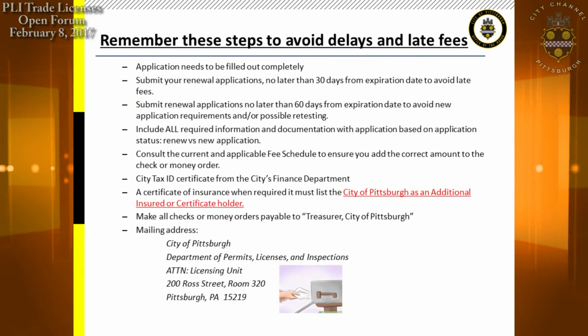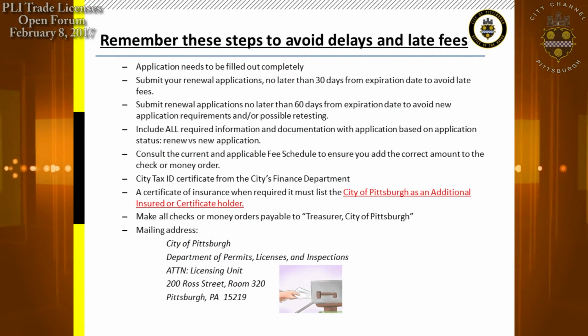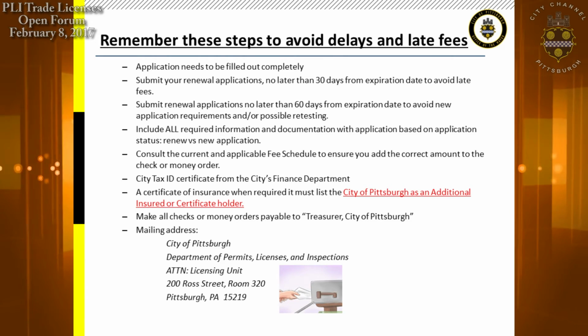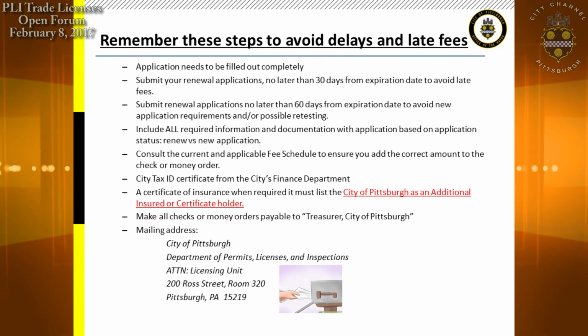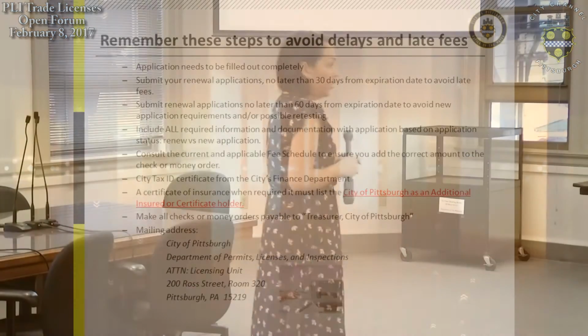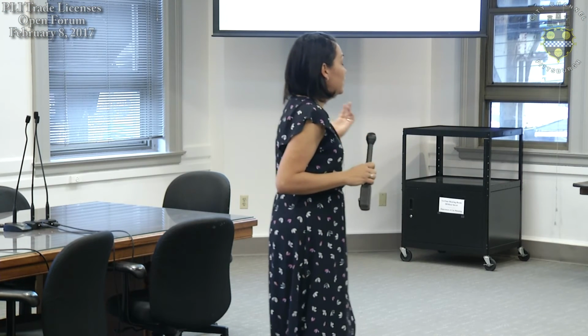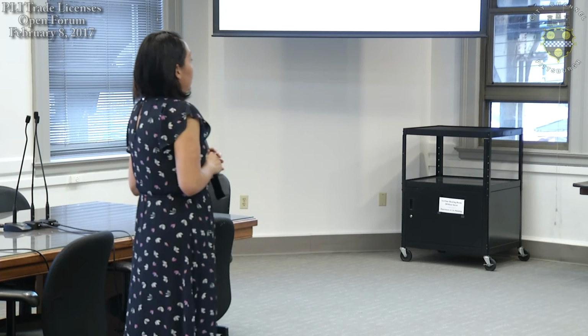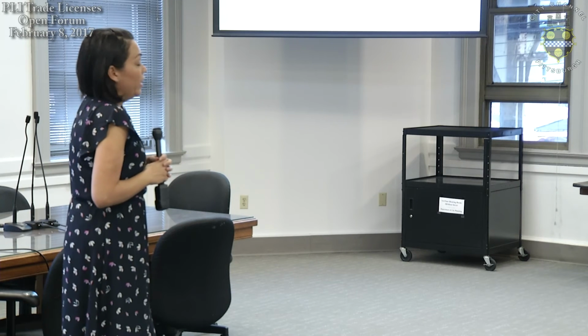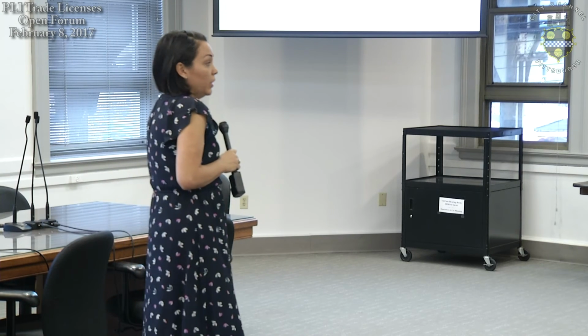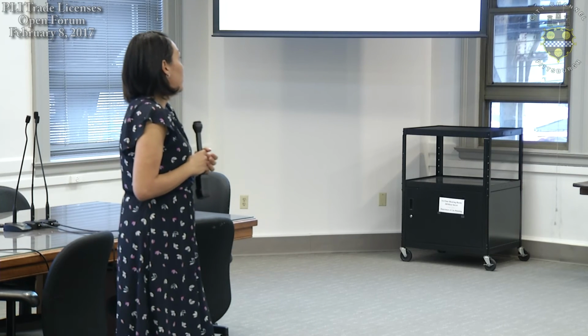Certificate of insurance, when required, lists the City of Pittsburgh as an additional insured for general contractor or certificate holder for electrical and HVAC. Again, I think honestly 80% of our applications have an issue with this. It's because either the person doesn't know what that looks like, they don't know what certificate holder looks like, or the company they're working with is not familiar with what the city requires.